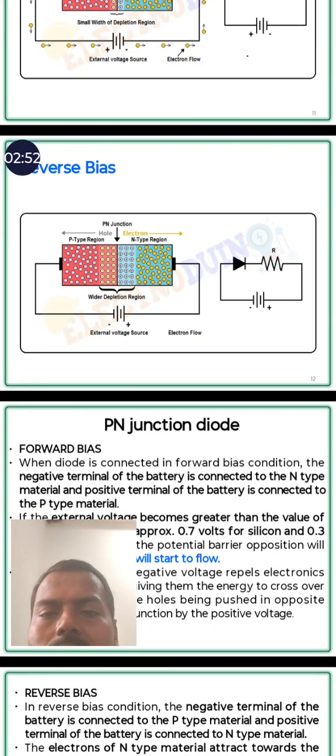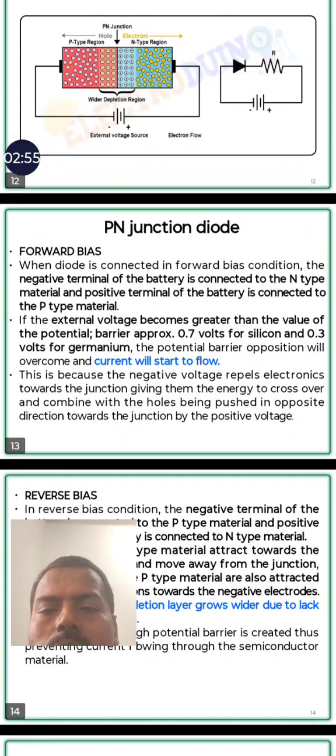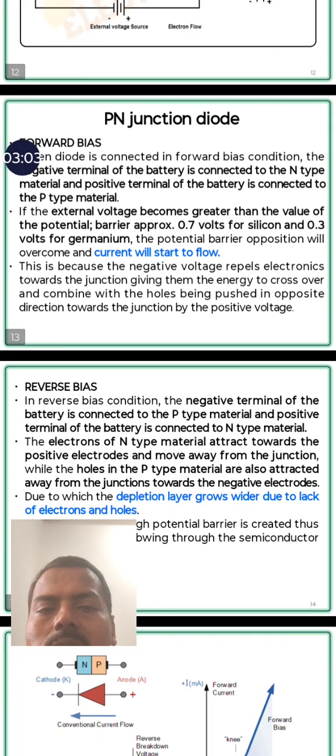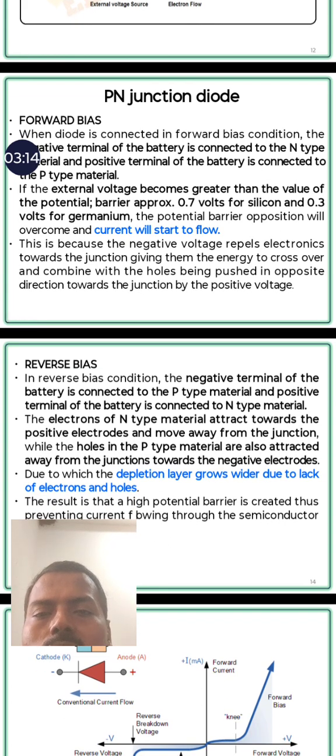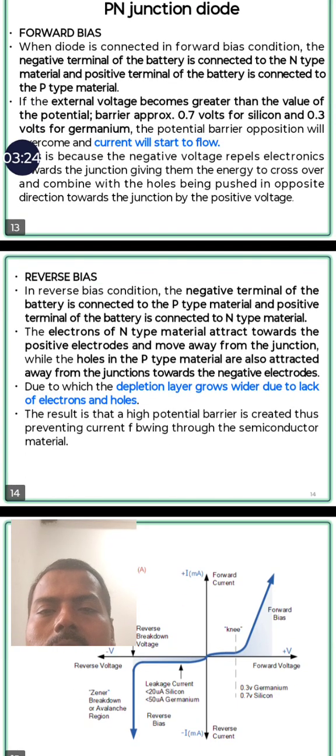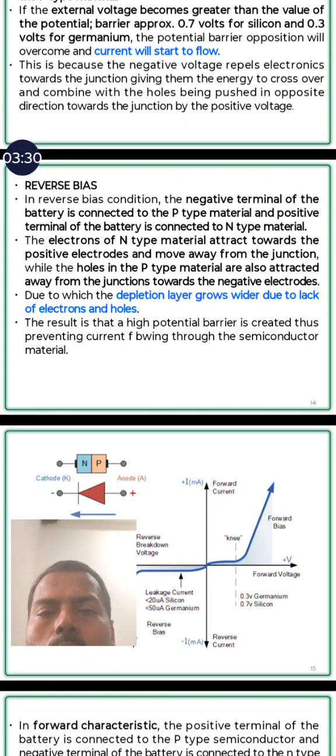The same thing is shown for the reverse bias also. Here I am mentioning the forward biased operation and reverse biased operation. As I said earlier, when the external voltage becomes greater than the potential barrier, approximately 0.7 volts for silicon and 0.3 for germanium, the barrier opposition is overcome and current starts to flow. This is because the negative voltage pushes the electrons towards the junction, giving them energy to cross and combine with the holes being pushed in the opposite direction by the positive voltage.